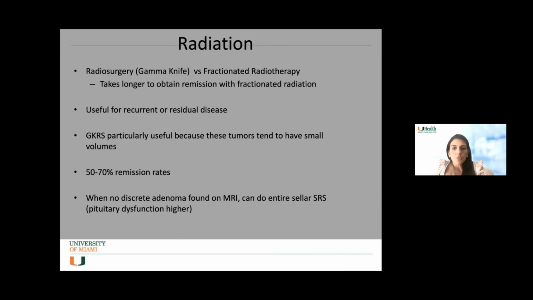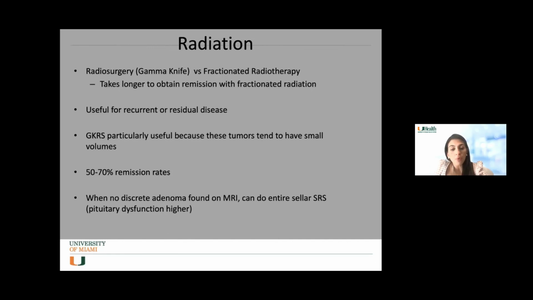In terms of radiosurgery, again, it takes a little bit longer to obtain remission. Same thing as for growth hormone, it is useful for recurrent or residual disease. As opposed to fractionated radiotherapy, these are going to have small volumes, so it is going to be useful. Same thing with the growth hormone ones. When you have macroadenomas and you have surgery, they're going to be decreased down to small volumes. So radiosurgery is really better than fractionated radiotherapy.